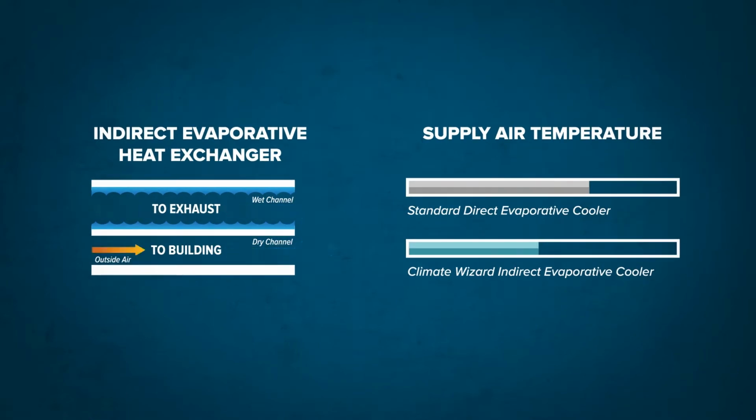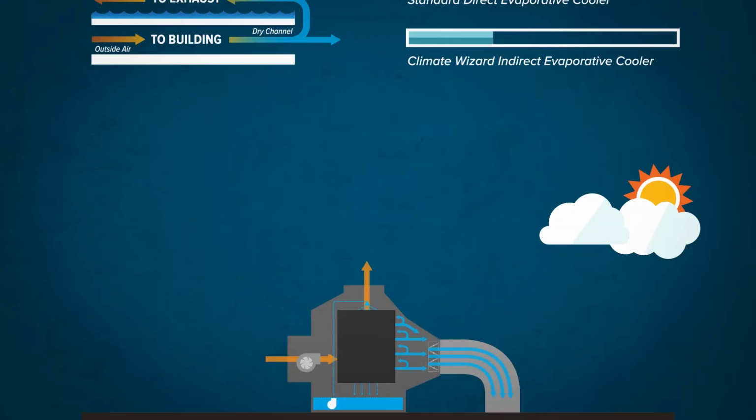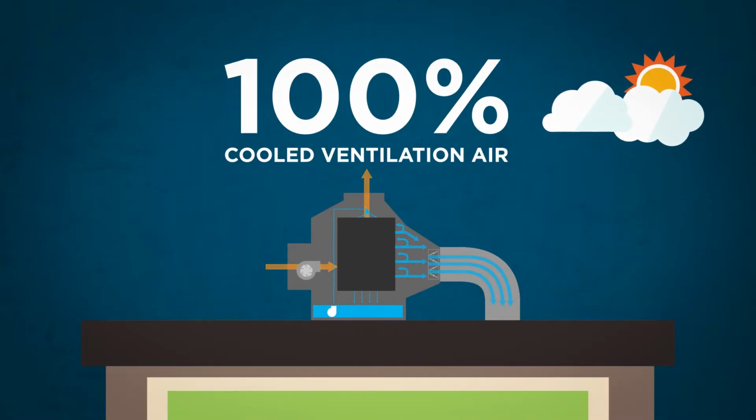This process allows the ClimateWizard to deliver air to the building at a much lower temperature than traditional evaporative systems. This has benefits for both energy consumption and occupant comfort. Delivering 100% outdoor air, the ClimateWizard can improve indoor air quality by increasing ventilation rates to a building.